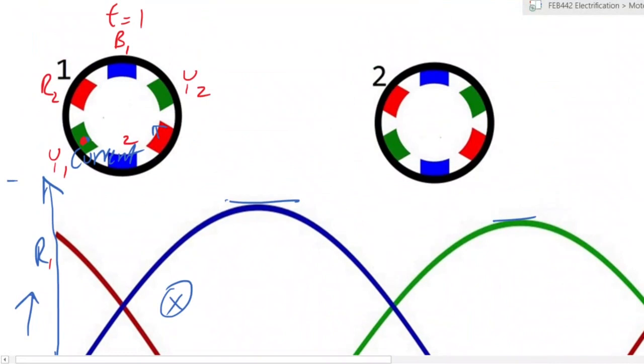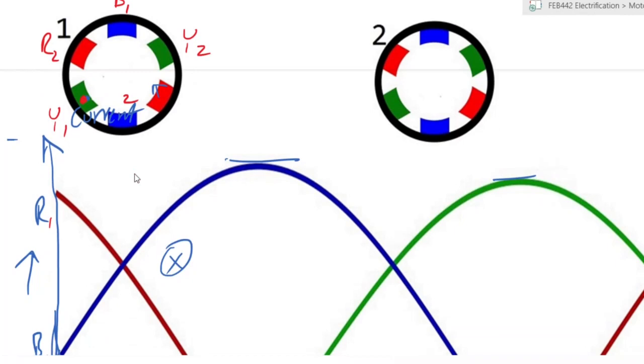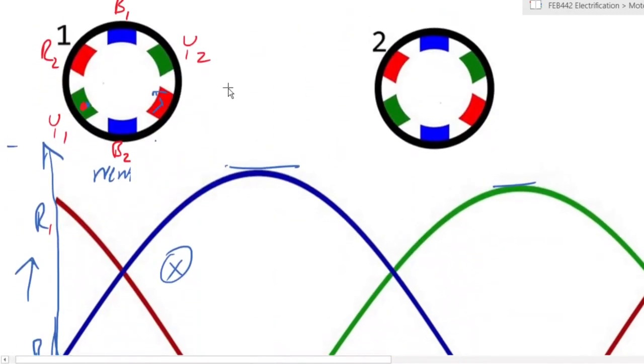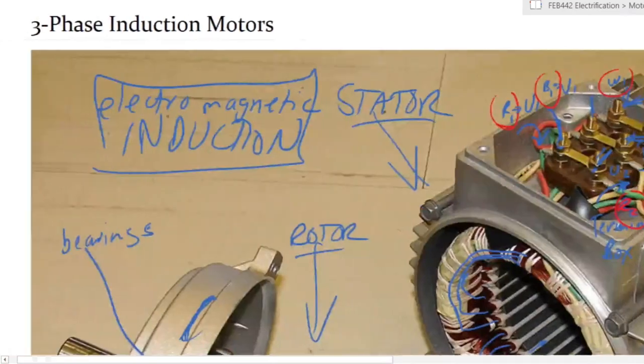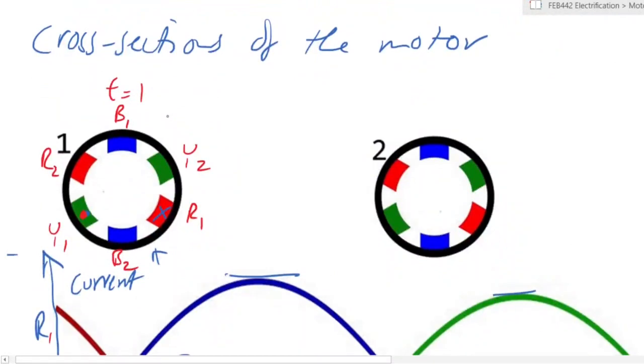Right. So if you have a current, that one has slightly shifted. I don't know what has happened here. Okay, so it's back there.